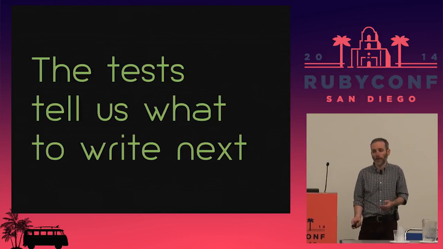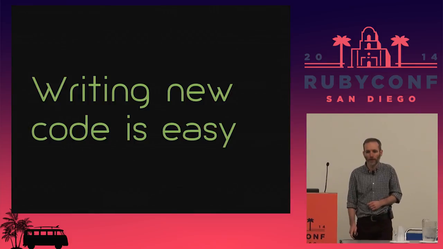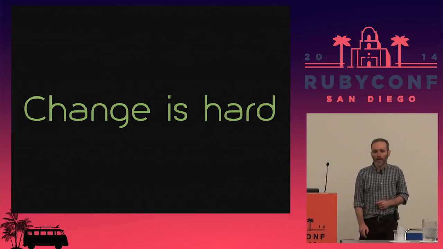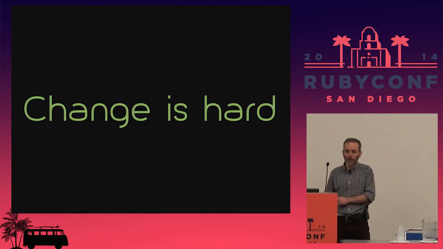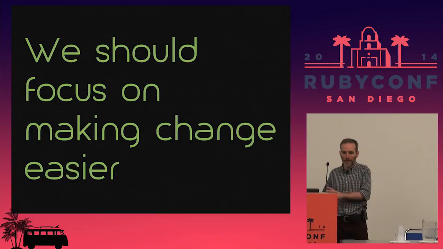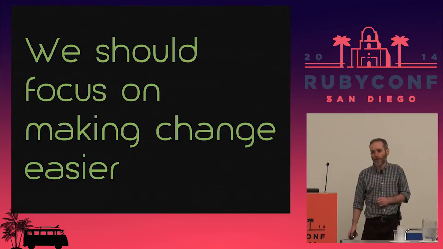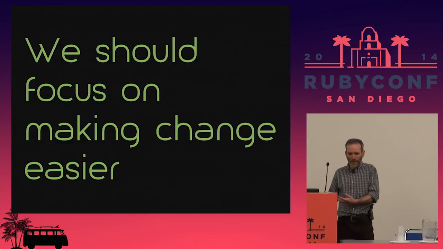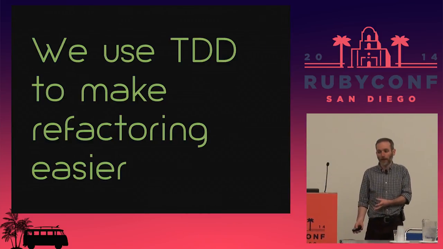Now, this is great for writing new code, but writing new code is easy. I'm not really that interested in writing code. I find that changing code is much, much harder, because not only do you have to put in your new functionality, but you need to not break existing stuff. So I think it's really important that we focus on making change easier rather than making writing new stuff easier. So how do we make change easier? Well, we already do this using TDD. We use TDD to make refactoring easier.